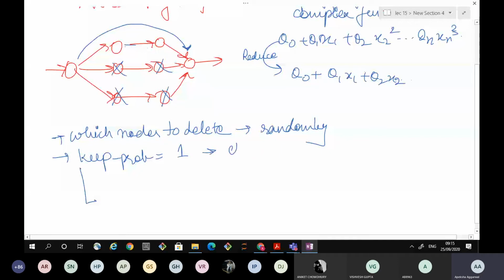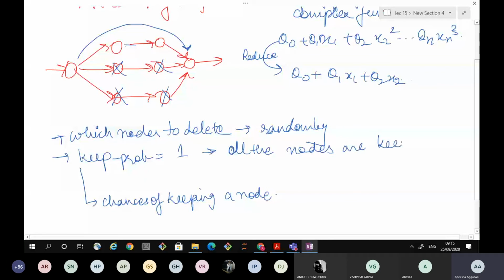Keep probability decides the chances of keeping a node or a neuron. If keep probability is 1, that means all the nodes in the network are kept, so none of these nodes are deleted. And if keep probability is, let's say, 0.2, this means that there is a 20% chance that a particular node is kept.